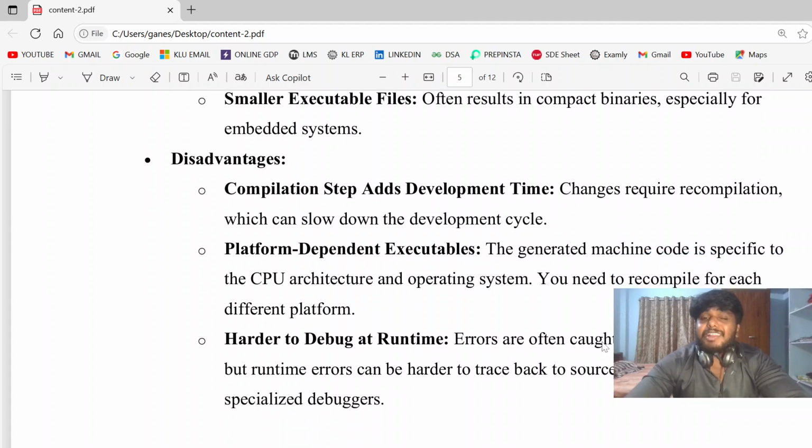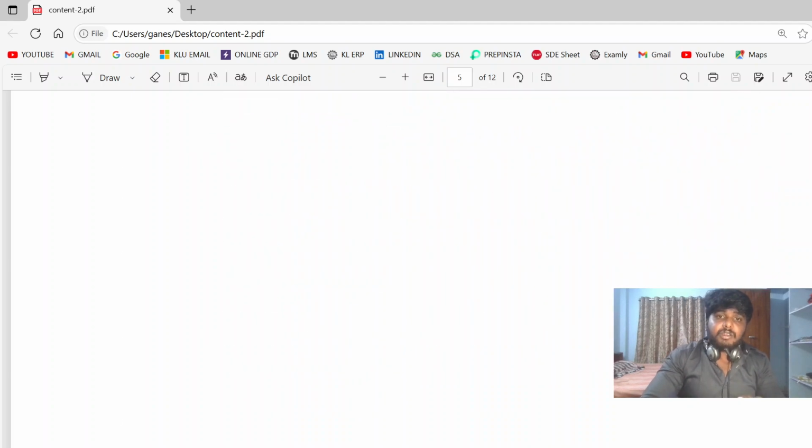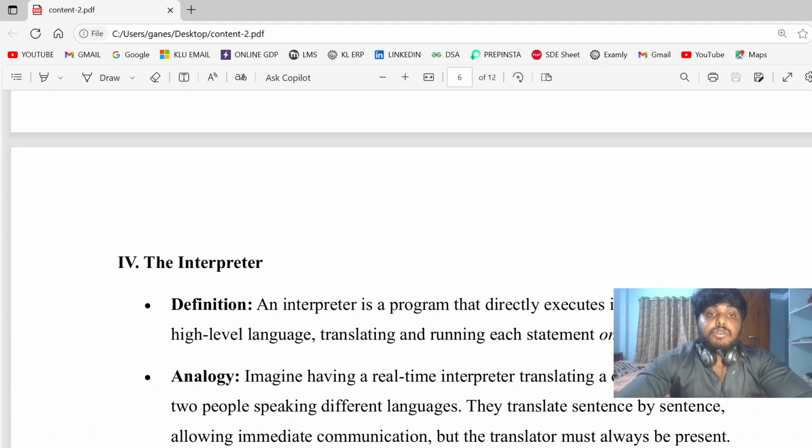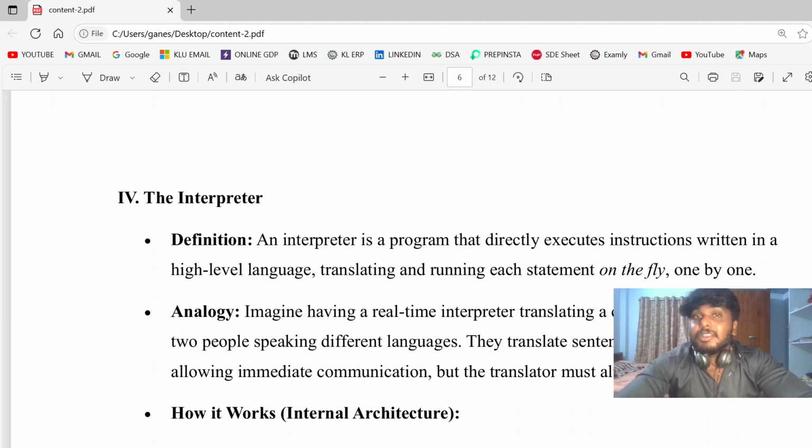Harder to debug at runtime. Yes, if you are developing something, you need to debug it. If you got an error, you have to remove that error at runtime, right? For some projects, that is not possible with the compiler here. So we got clarity about the compiler. If any doubts, I repeat again, if any doubts, you can comment on the video. So we are entering the next topic.